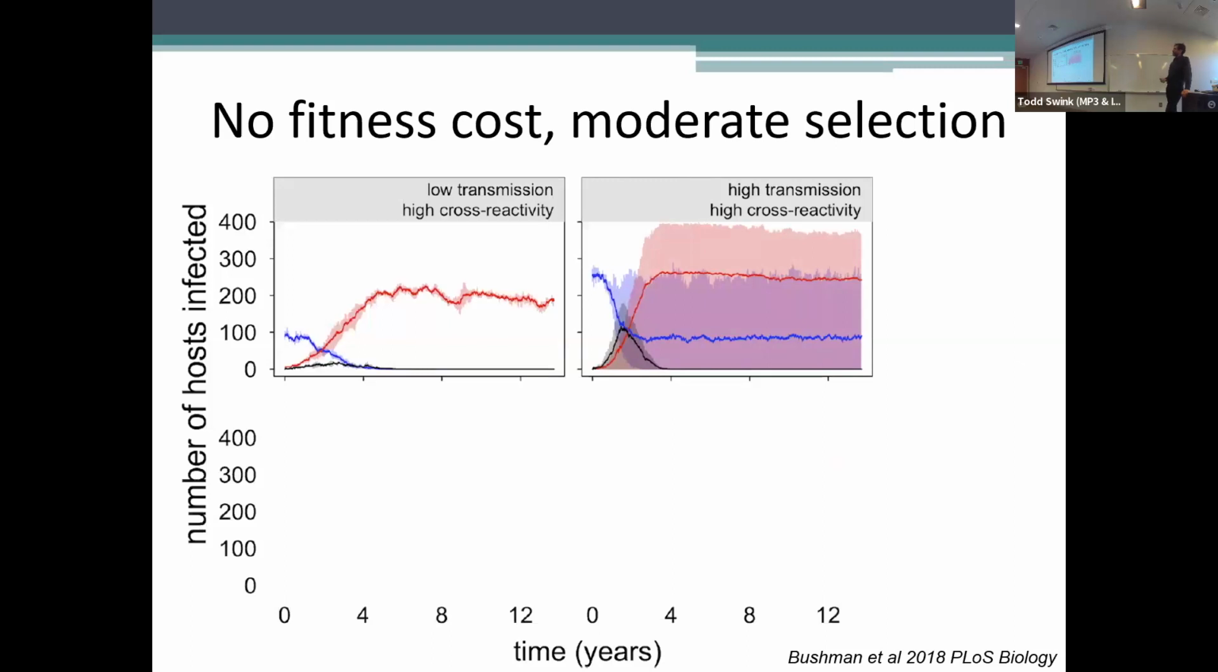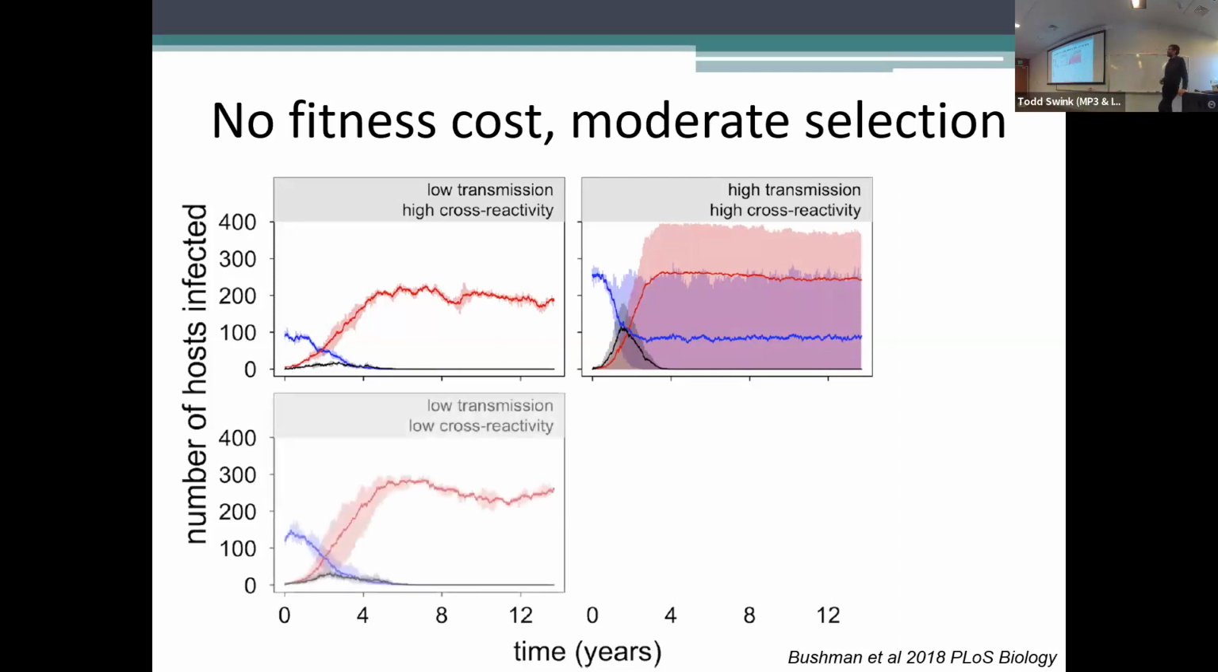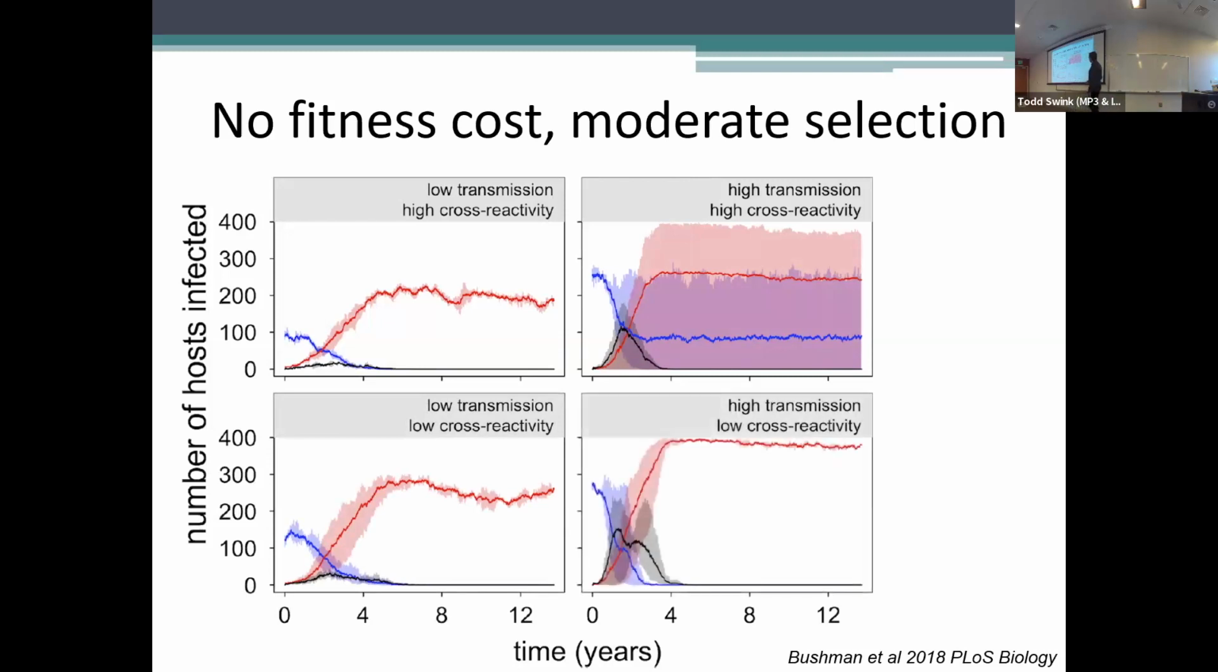And then when it's high transmission, it can also invade, but you also see tons of variation, right? These are basically error bars, so this means these different populations do all sorts of different things over time. But you can get this when you have this moderate selection, when you have drug use in the population. All right, and then if we look at low cross-reactivity here, again, the parasite can come in, and with high transmission, it's doing really well. So there's less competition, lots of selection. That's when the resistant parasite comes in.